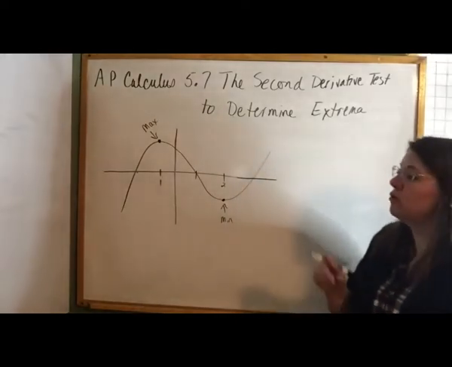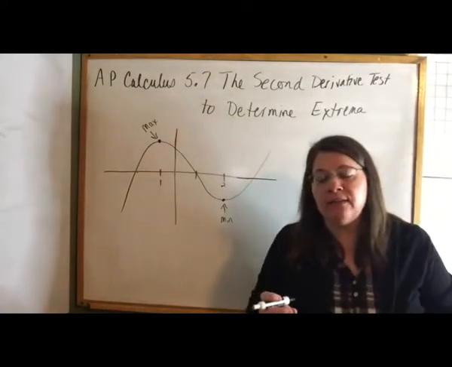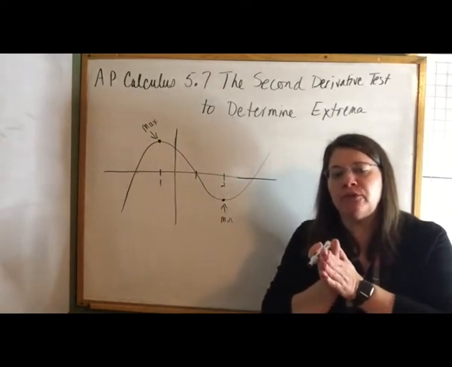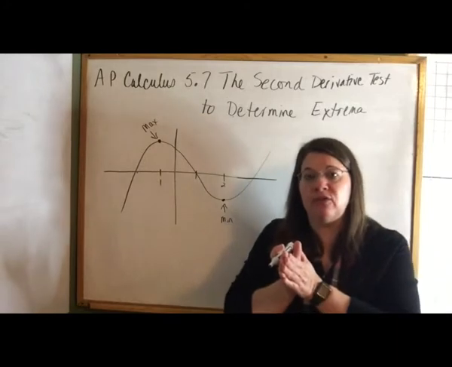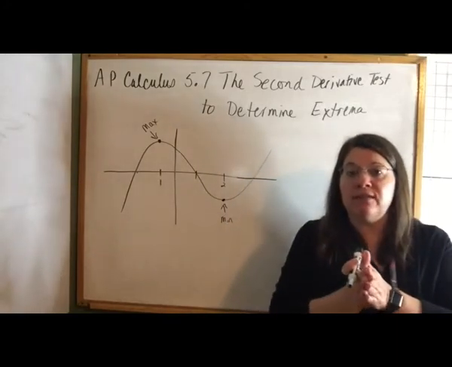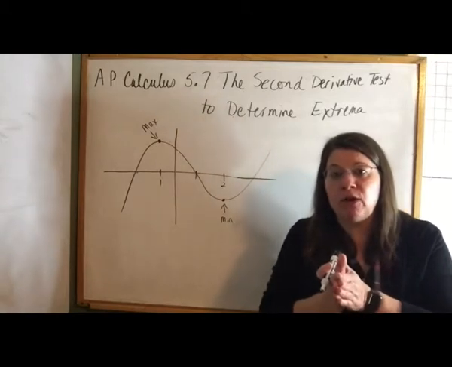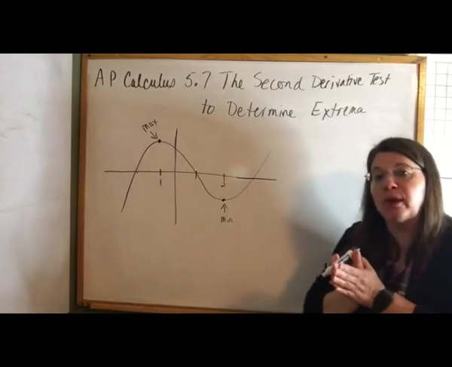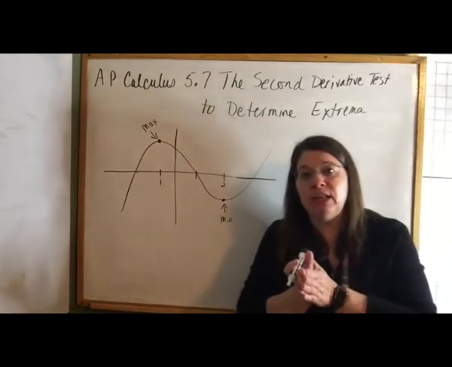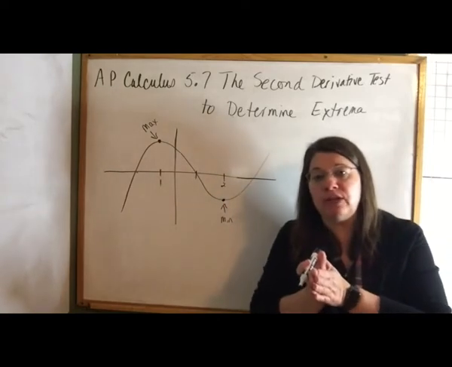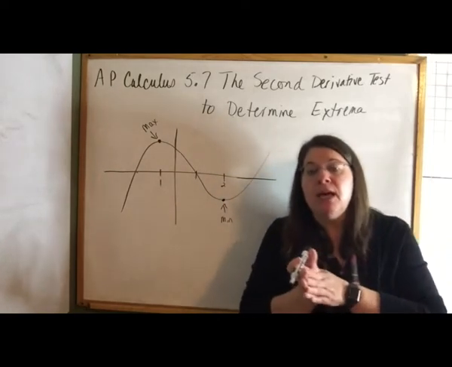When you find f prime, you're looking at whether a function is increasing or decreasing. If the slope is positive, the function is increasing. If the slope is negative, it's decreasing. If the slope is 0, it has a horizontal tangent line at that point. Where you have a change from increasing to decreasing, you have a relative maximum. And where you have a change from decreasing to increasing, you have a relative minimum.